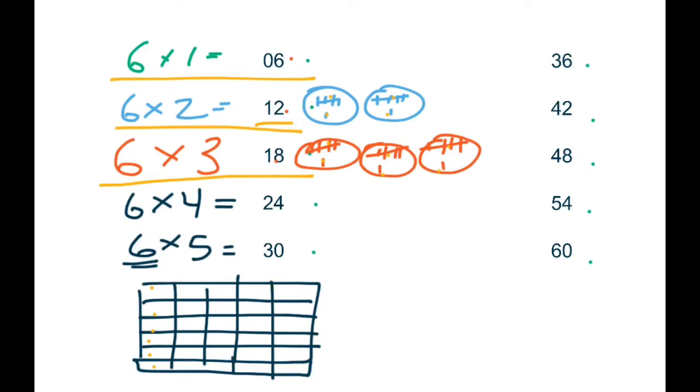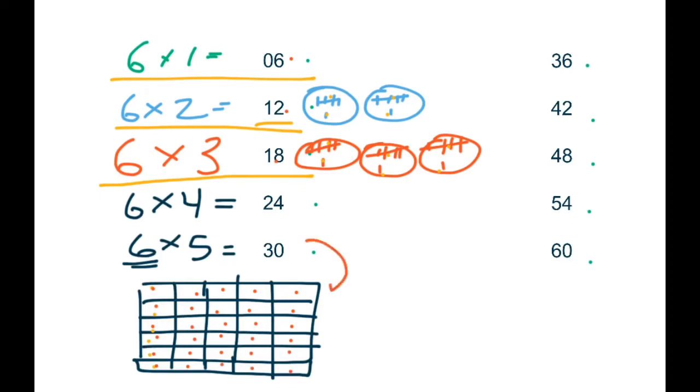We have 5 columns now. And let's count up how many we have and see if that equals 30. 1, 2, 3, 4, 5, 6, 7, 8, 9, 10, 11, 12, 13, 14, 15, 16, 17, 18, 19, 20, 21, 22, 23, 24, 25, 26, 27, 28, 29, 30.